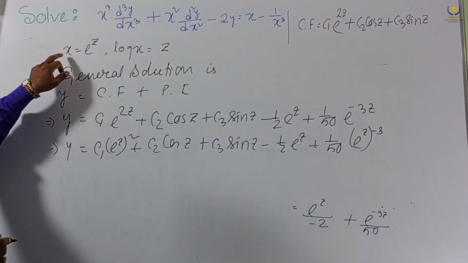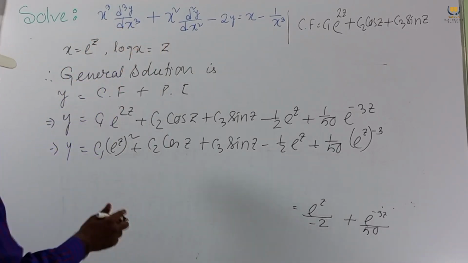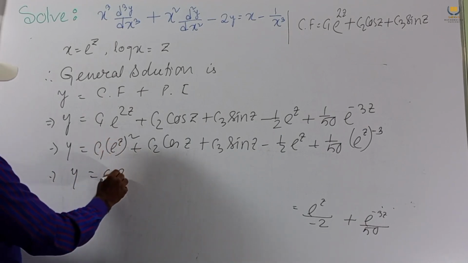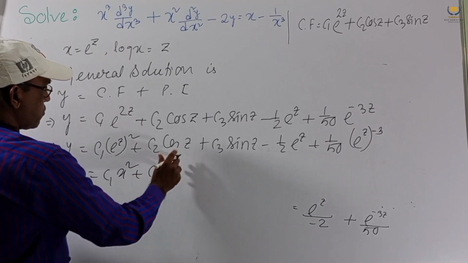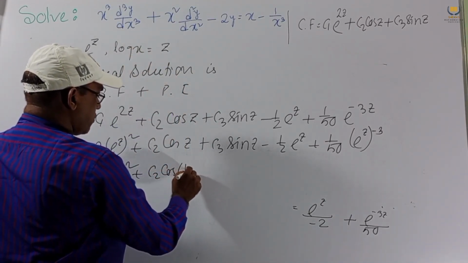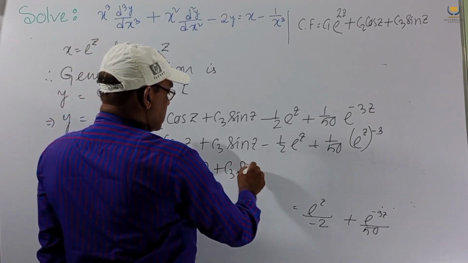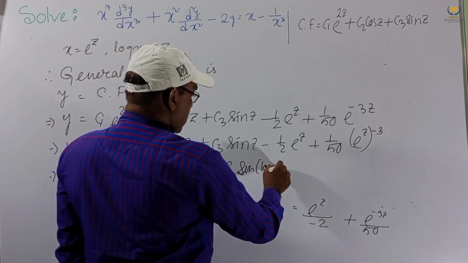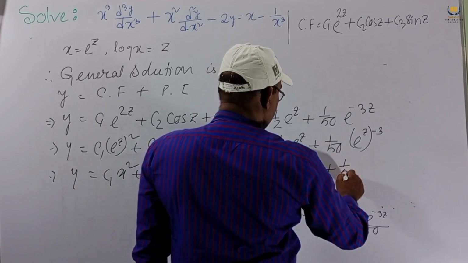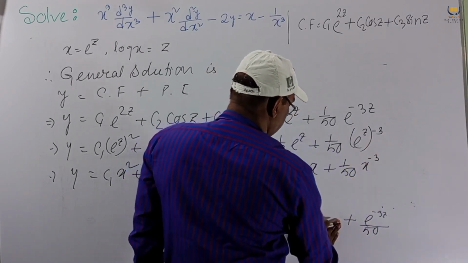But e to the power z means x. Originally our problem is in x, so the answer must be in terms of x. So y equals C1 e to the power z means x, C2 and z means log x, cos of log x, C3 sin of log x, minus 1 by 2 x plus 1 by 50 x to the power minus 3. We get this one.